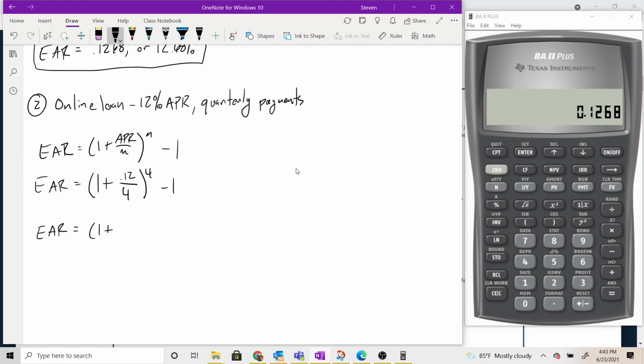All right, 0.12 divided by 4. 12 divided by 4 is 3. Of course, we've got the decimal there, so that's going to be 0.03 raised to the 4, minus 1. Now that 0.03 is 3%, and that 3% is the effective quarterly rate. Right? So it's the effective rate that matches the frequency of the cash flows that are happening on this loan.